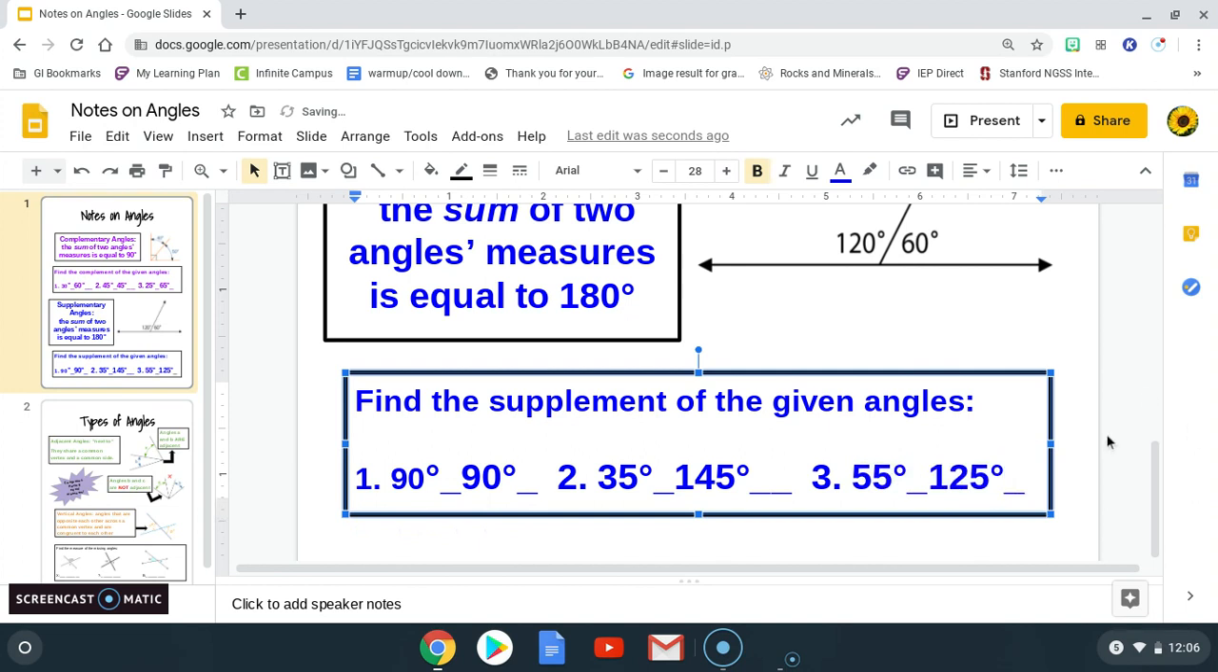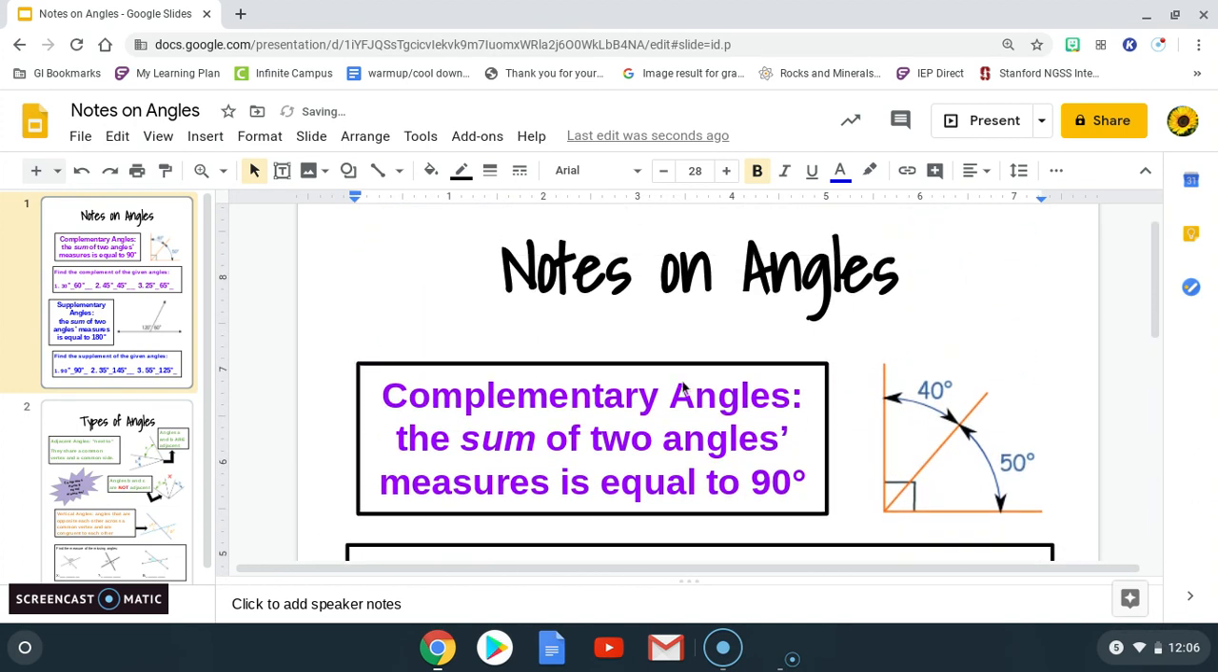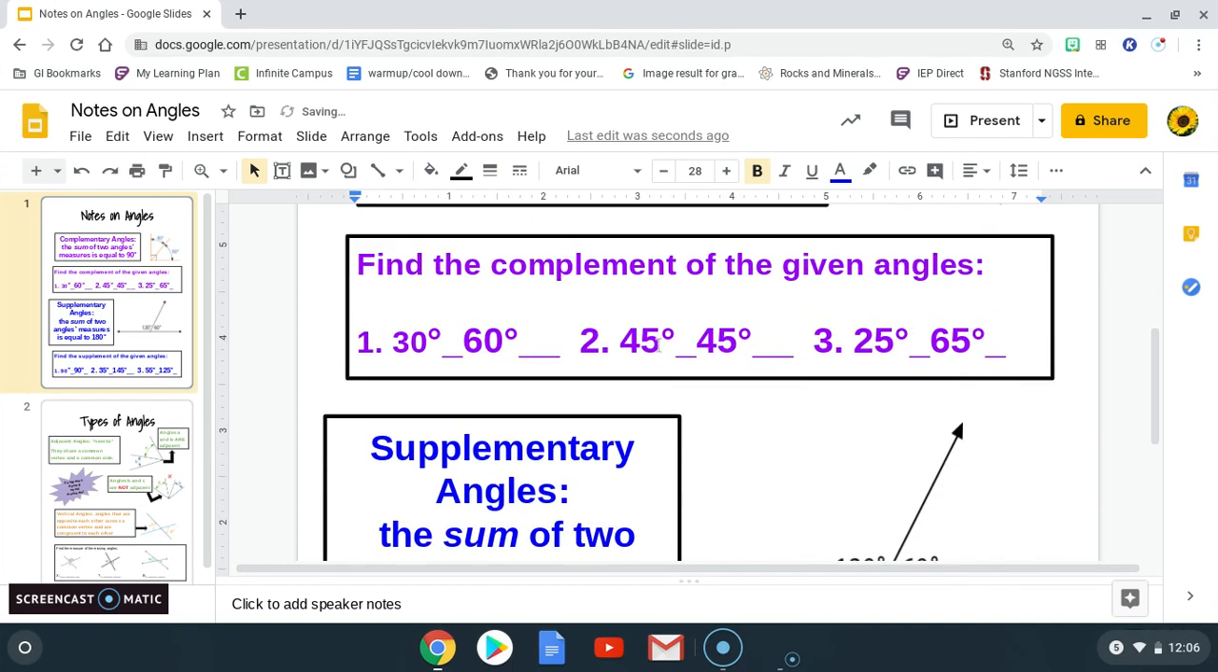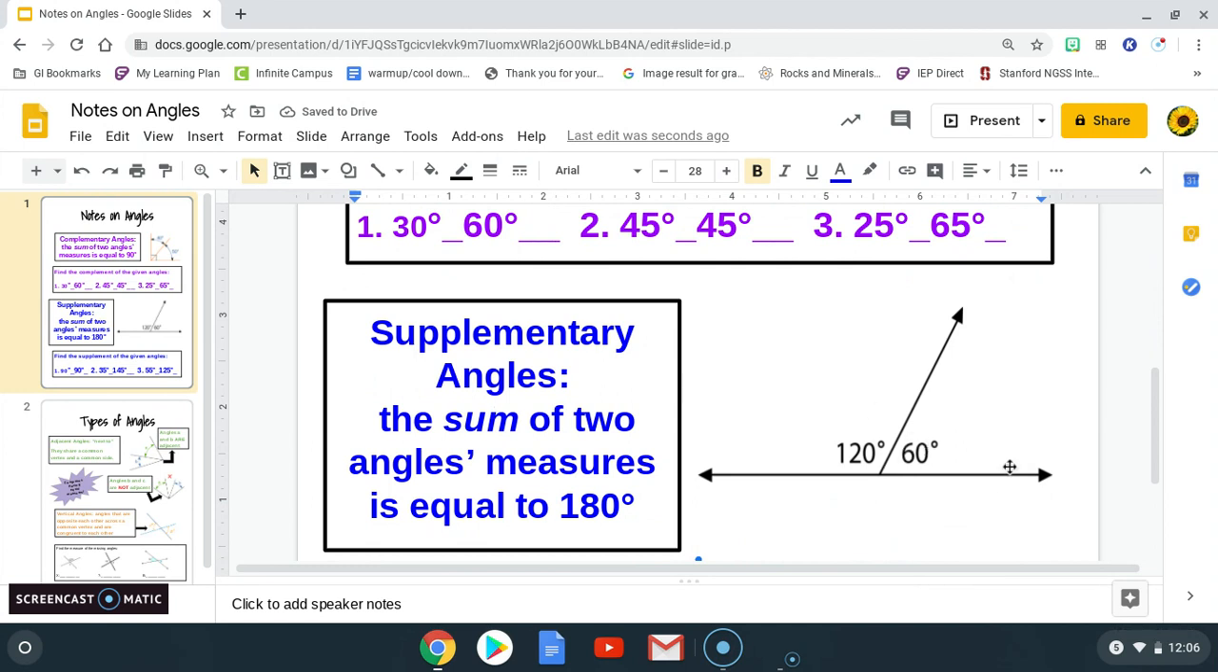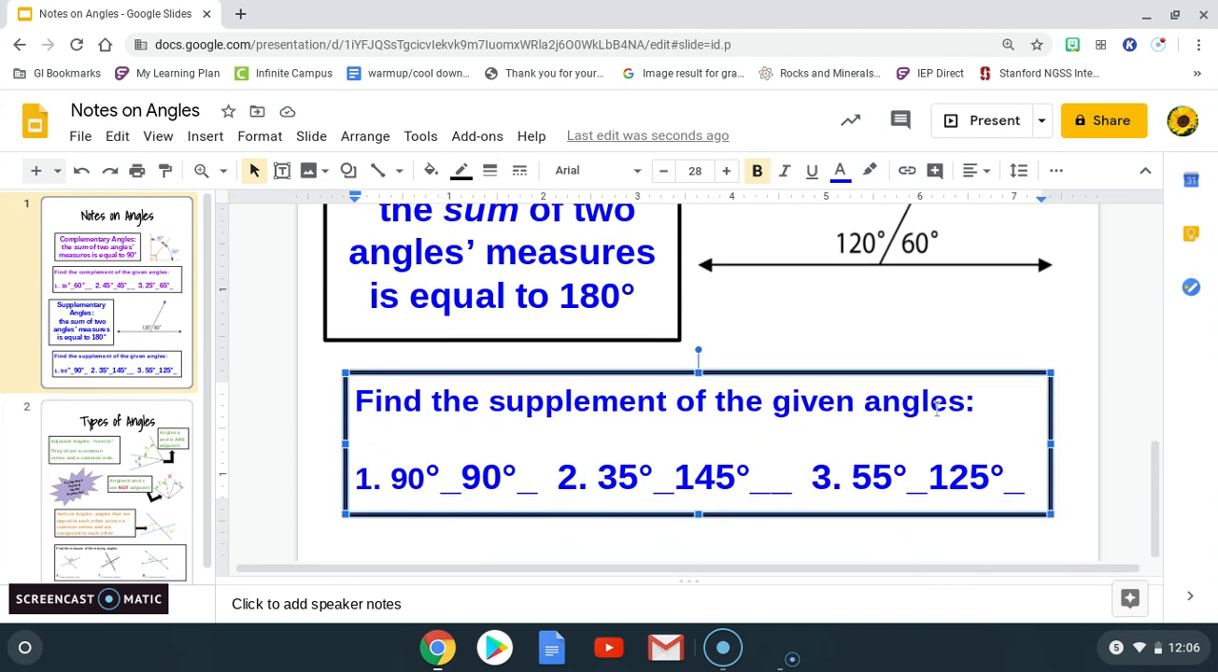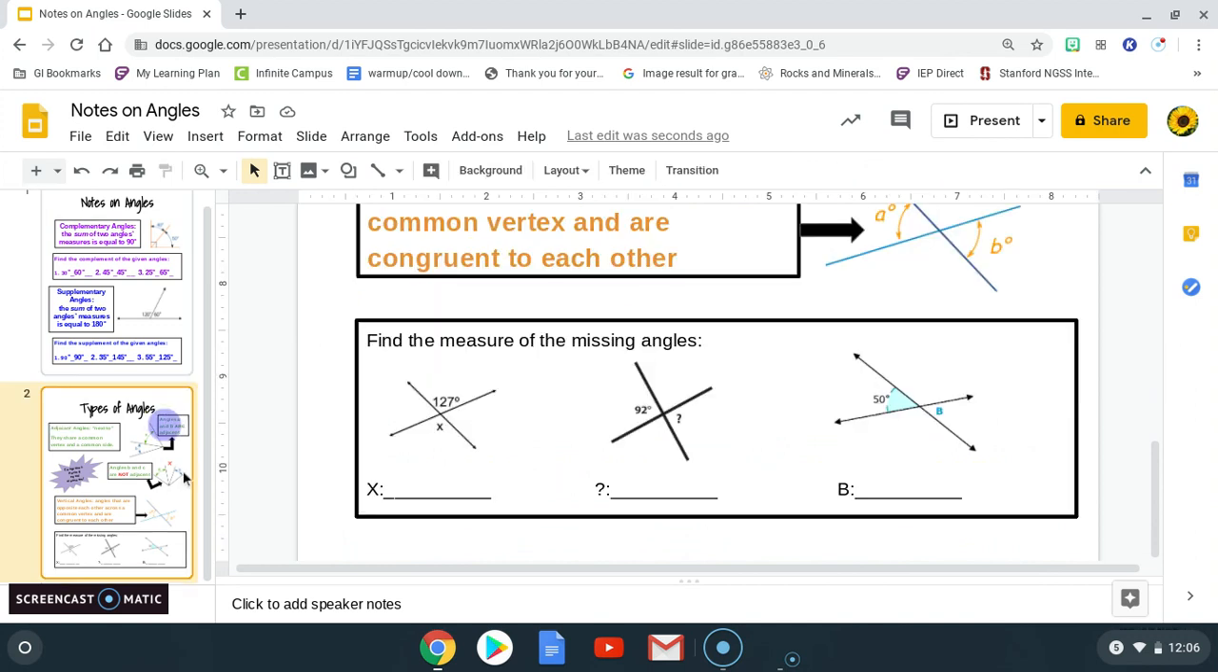Okay, so that's how you find those. So complementary angles are when they add up to 90 degrees. So they could have this little square, or they just add up to 90. And supplementary angles are when they add up to 180 degrees. The other types of angles I want to talk about are on the next slide.